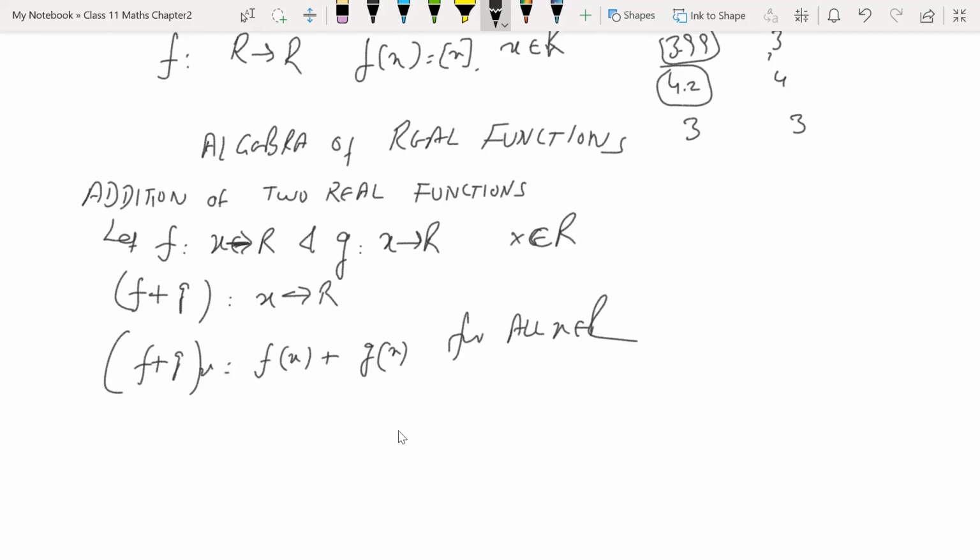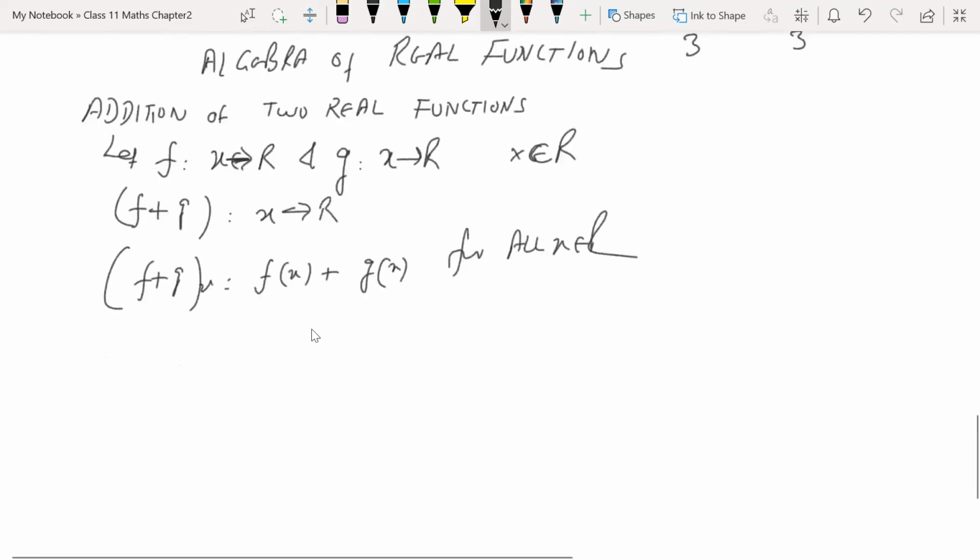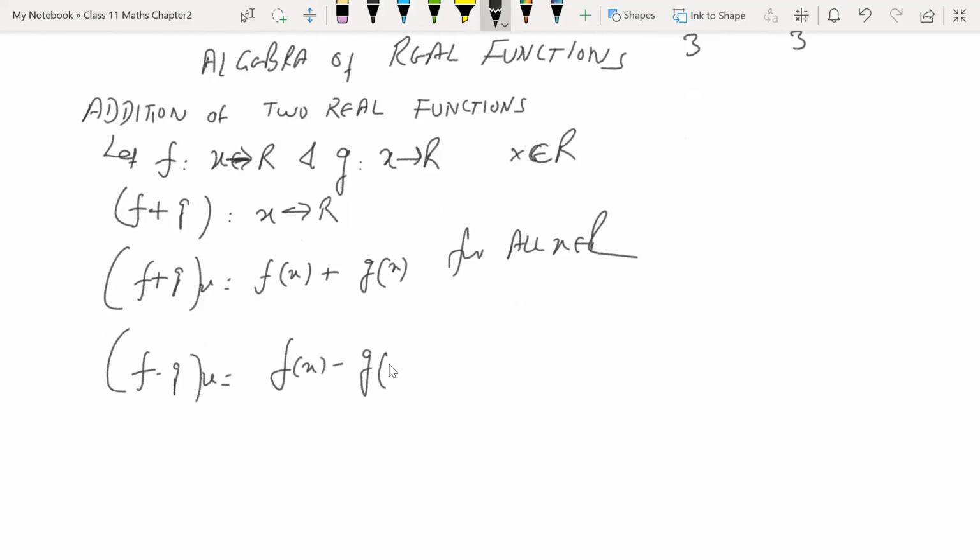That is the addition of two real functions: first f(x) plus g(x). And similarly, we can show subtraction also. (f minus g)(x) is equal to f(x) minus g(x) for all x belonging to X. Subtraction of a real function from another real function.